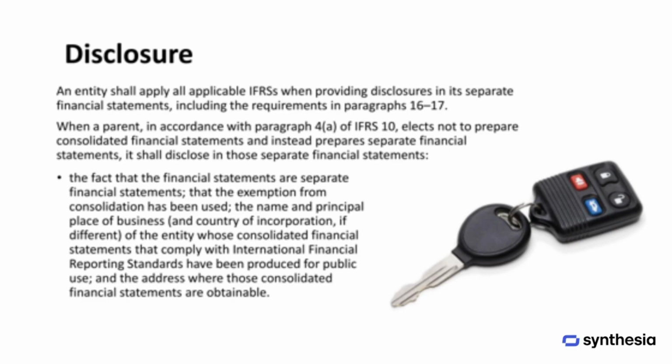An entity must follow all relevant international financial reporting standards when providing disclosures in its separate financial statements. When a parent company chooses not to prepare consolidated financial statements and instead presents separate financial statements, it must disclose several key points. These include stating clearly that the financial statements are separate, explaining that the exemption from consolidation has been applied, and providing the name and main location of the entity whose consolidated financial statements have been made available to the public. The entity should also share where those consolidated financial statements can be accessed.